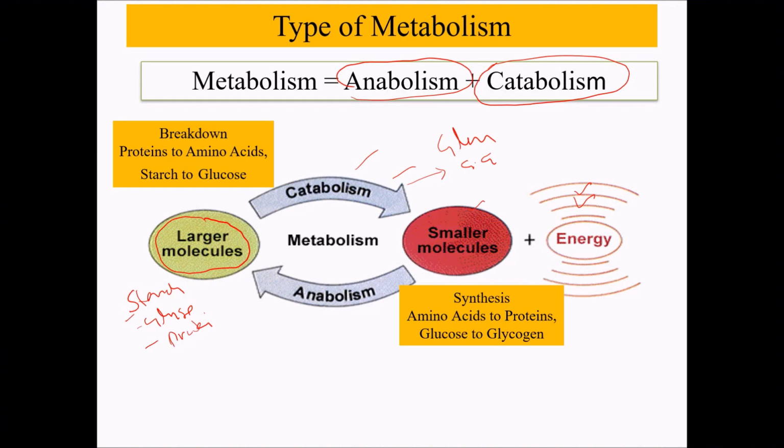On the other hand, if smaller molecules combine together with the help of energy, say for example amino acids combine together, or monosaccharides combine together, then they synthesize the larger molecule again in our body. This phenomenon is called anabolism. So for example, amino acids combine to make protein, and monosaccharides or glucose combine to make glycogen in the body. So larger molecules are broken down into smaller molecules: catabolism. Smaller molecules are combined to make a larger molecule: anabolism.